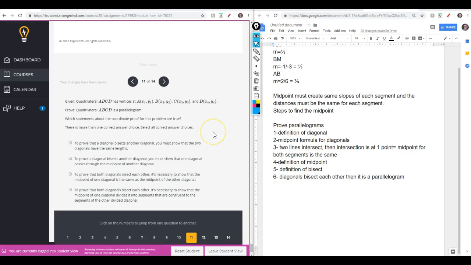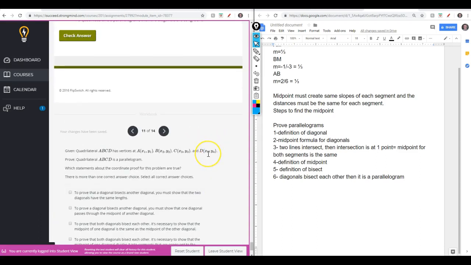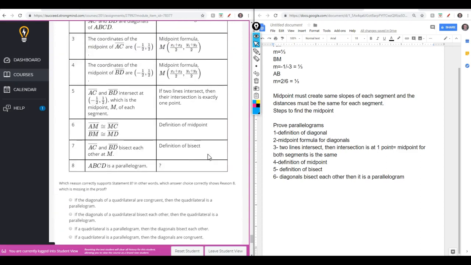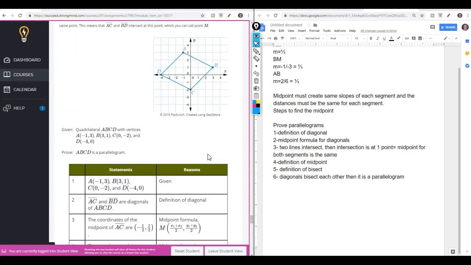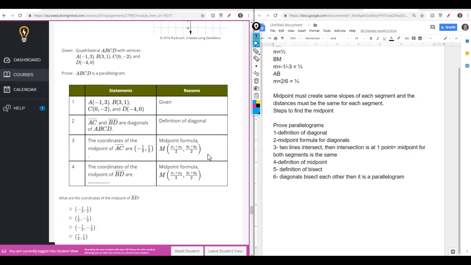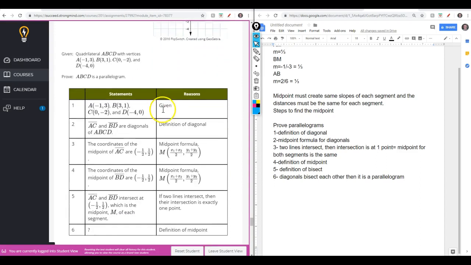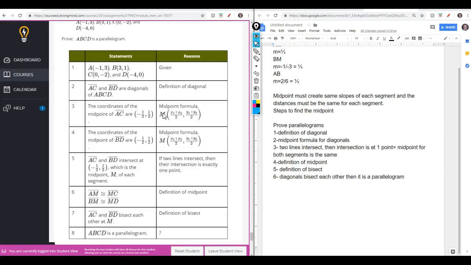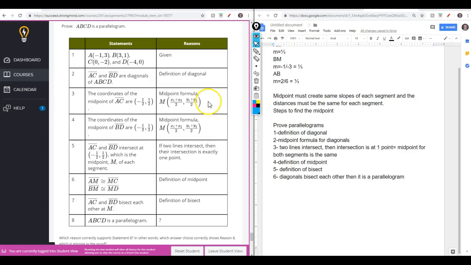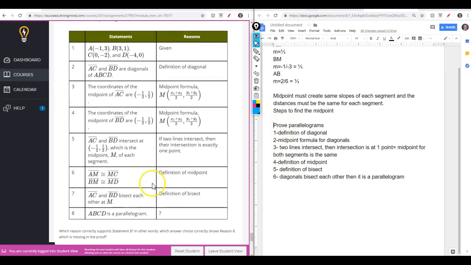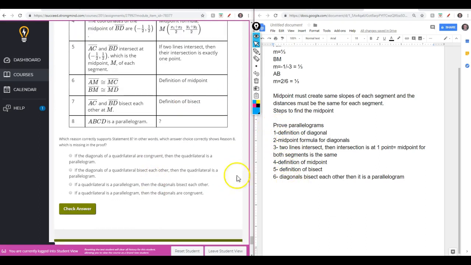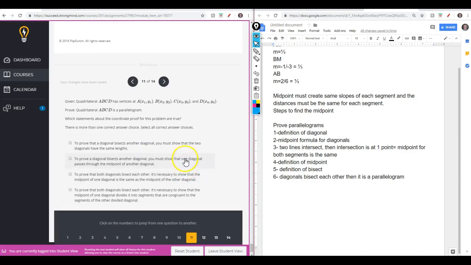So if you had not watched question 10, this is the explanation that I had given in that one. I went to the coordinate proof section and selected show all. This is step 3, step 4, and I had listed ways to prove parallelograms. I just listed all of the reasons right here in my notes so that I could use this as a reference to know how to prove parallelograms.